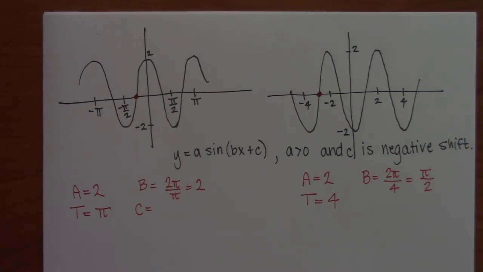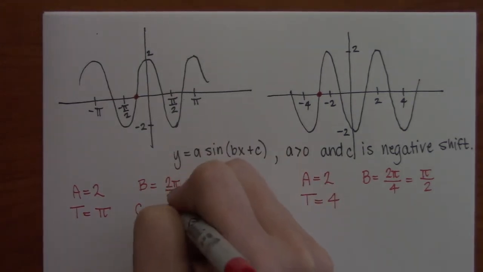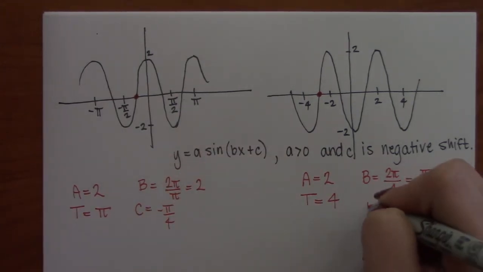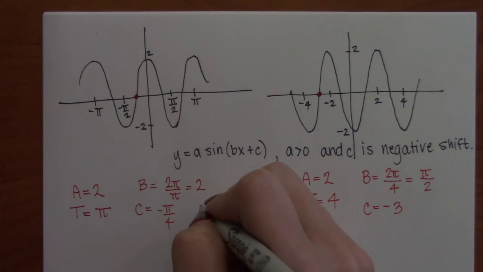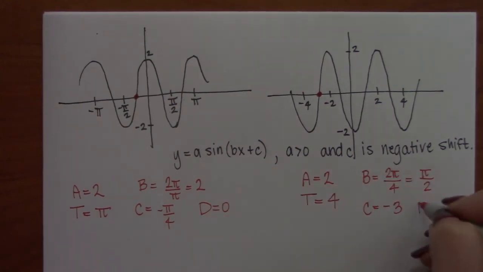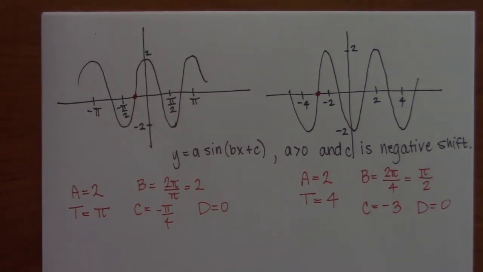Notice it's not marked, but it's pi over 4. So that happens right in the center of that interval, so you just chop it in half. And that's when you use the properties of waves, right? So this is actually negative pi over 4. Over here, the same thing, we would say that that's negative 3. There's no vertical shift on either one of these lines.